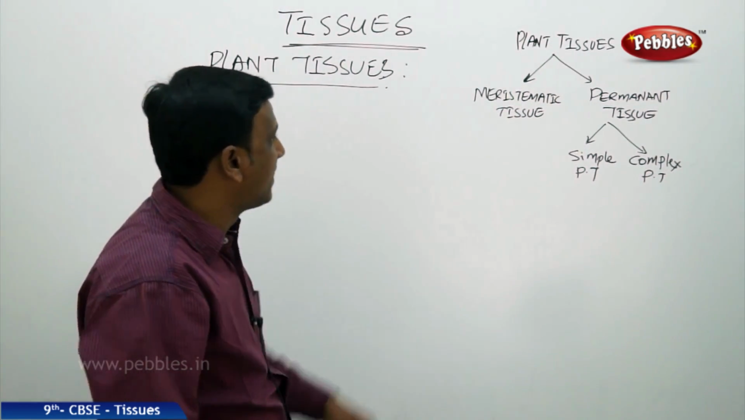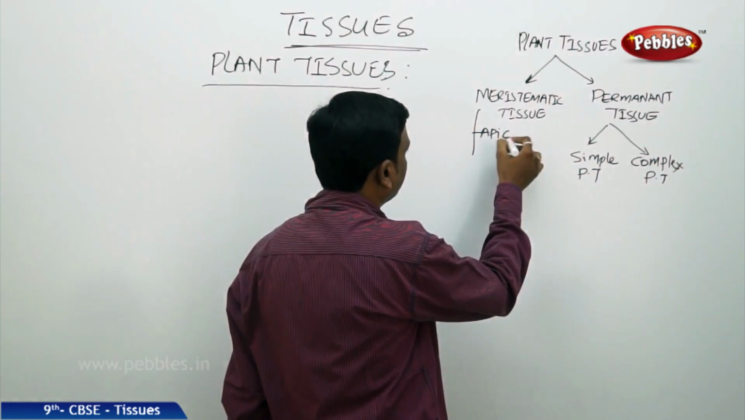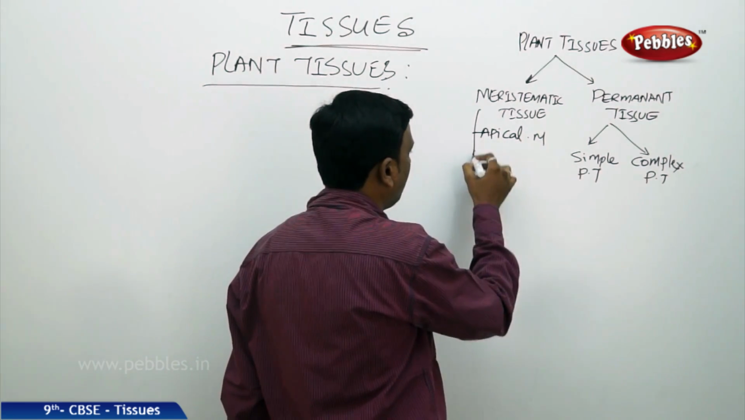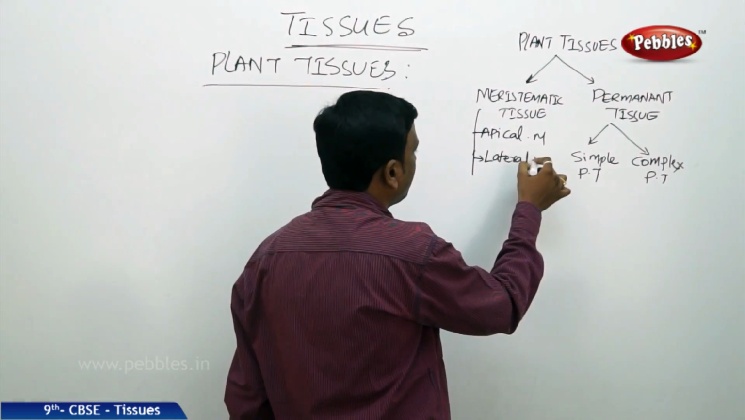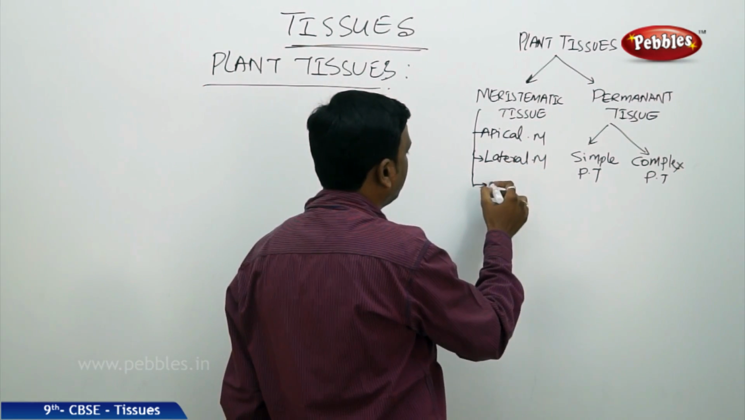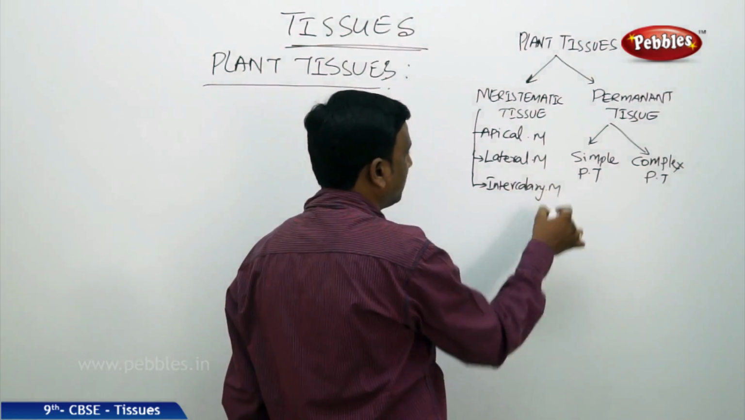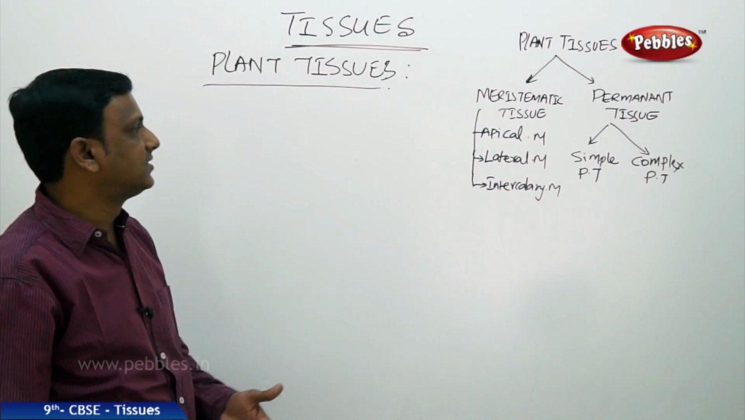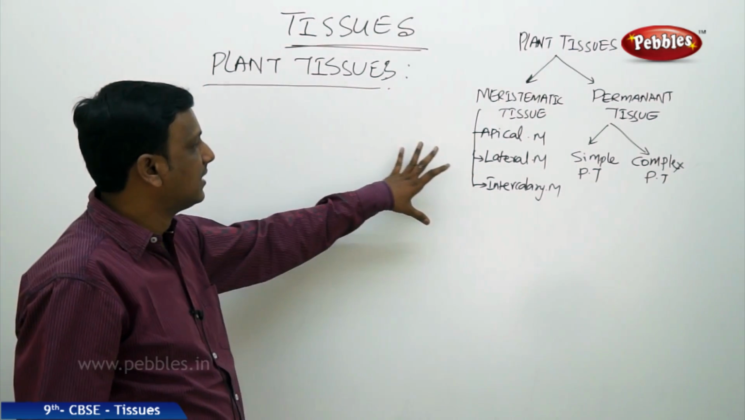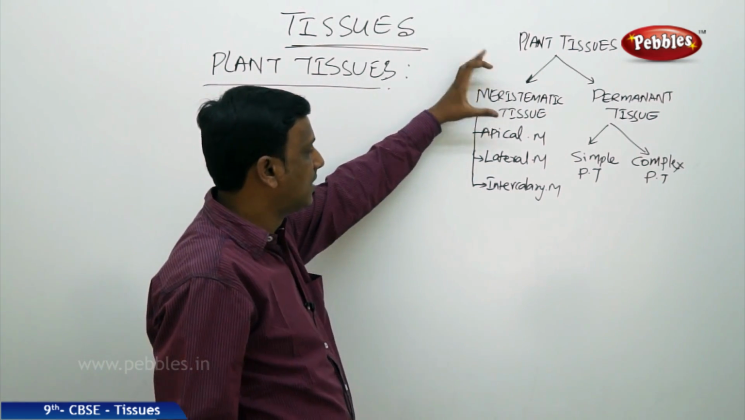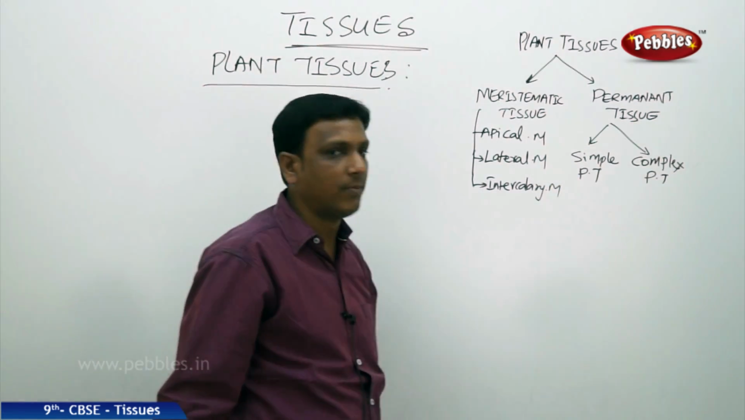Again this meristematic tissue is divided into three: apical meristematic tissue, lateral meristematic tissue and intercalary meristematic tissue. So this is how the classification of plant tissues is done primarily. Now let us talk about the meristematic tissue, then we'll go to the permanent tissue. In that we'll learn about simple permanent tissue and complex permanent tissue.